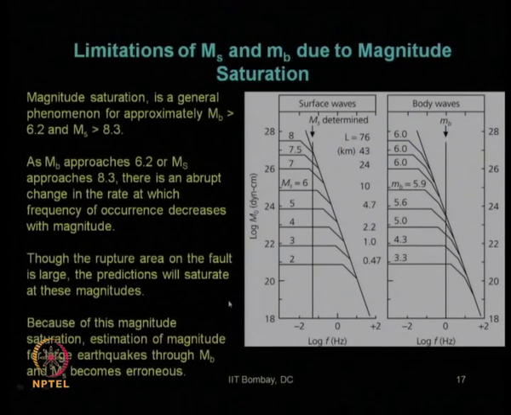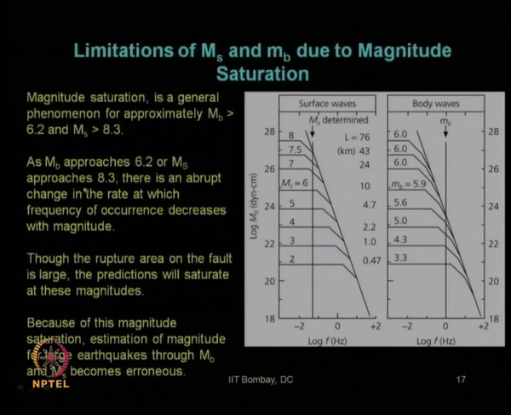Now, there are a few limitations of these two scales, that is surface wave as well as body wave, which is called magnitude saturation. So, what is magnitude saturation? Let us see. Magnitude saturation is a general phenomenon for approximately body wave magnitude MB greater than 6.2 and surface wave magnitude greater than 8.3. Above these values, the values of the earthquake magnitudes tend to saturate. What does it mean? We will see very soon through this picture.